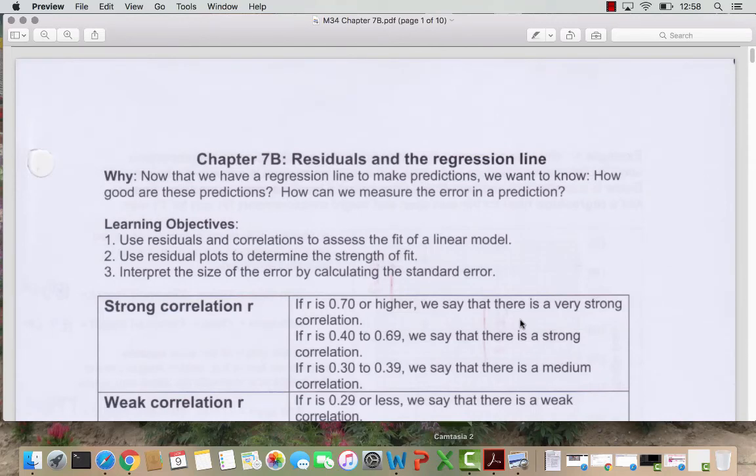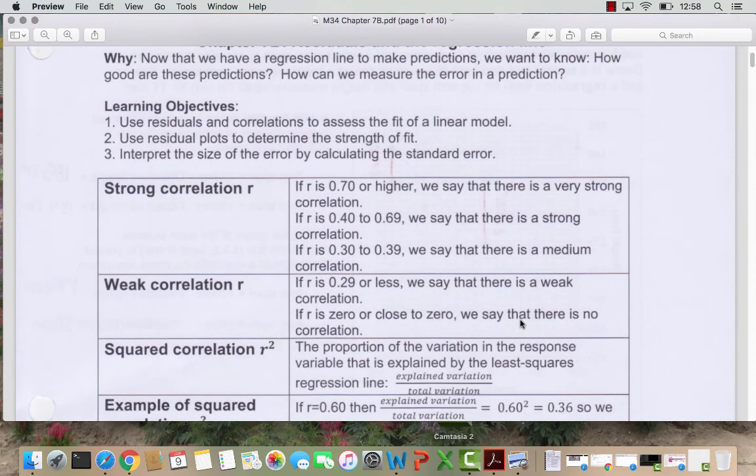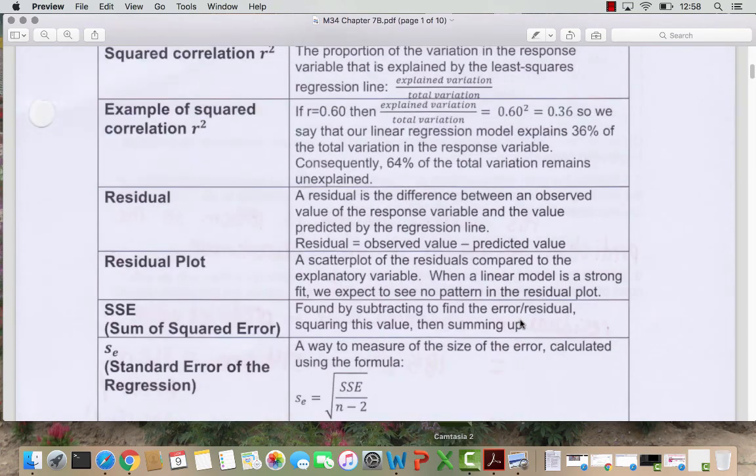Chapter 7b, Residuals and the Regression line. So we've seen the regression line. Now we're going to be able to predict, how good are the predictions and how can we measure the error in a prediction. This term residual refers to the error in a prediction. Read through our learning objectives for this activity and our vocabulary here.